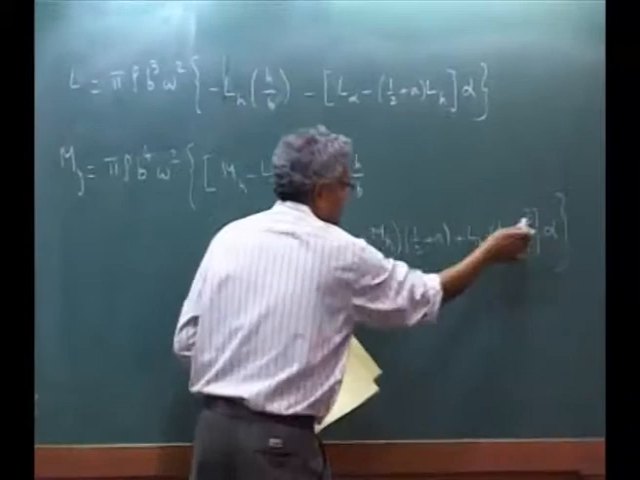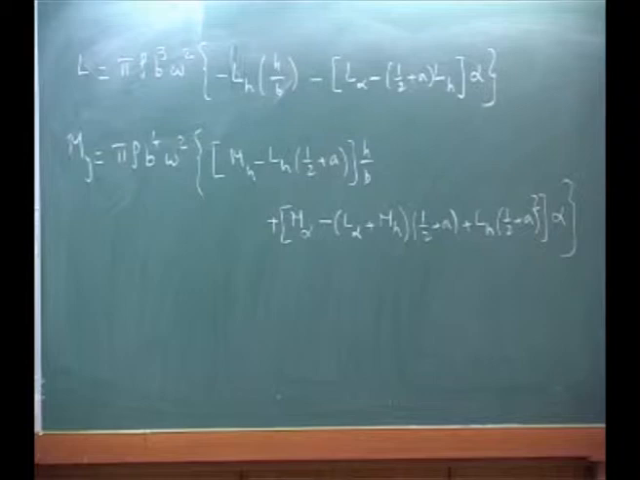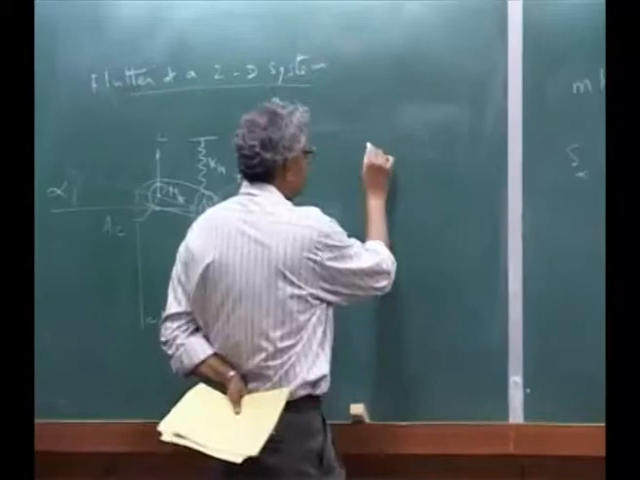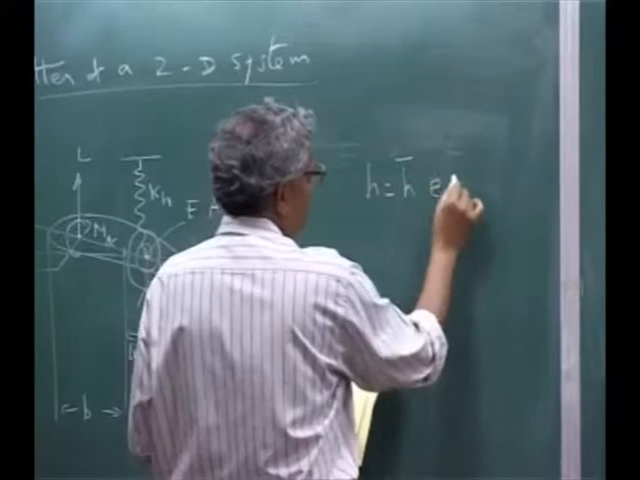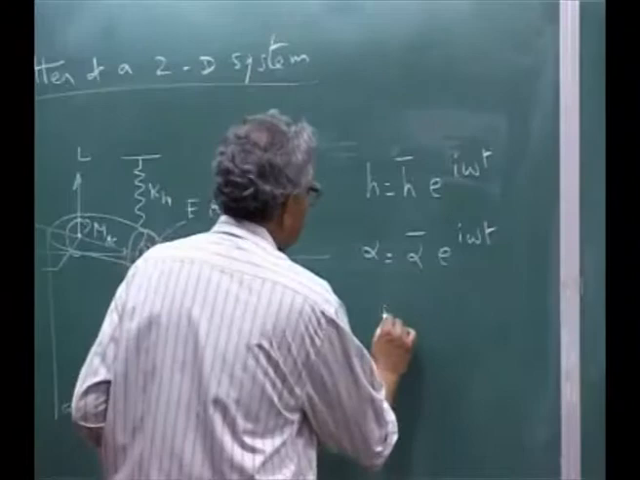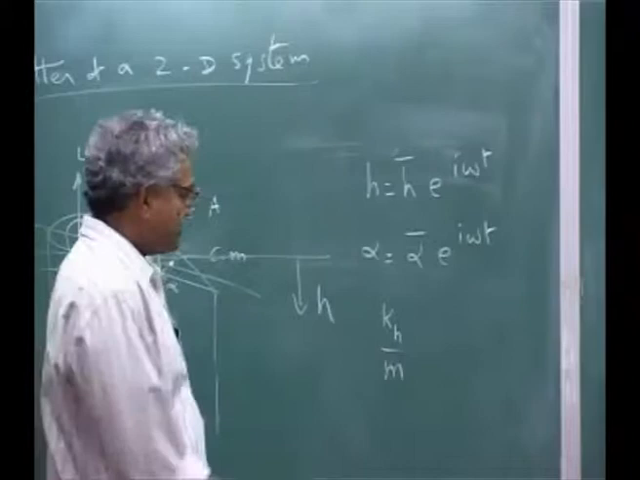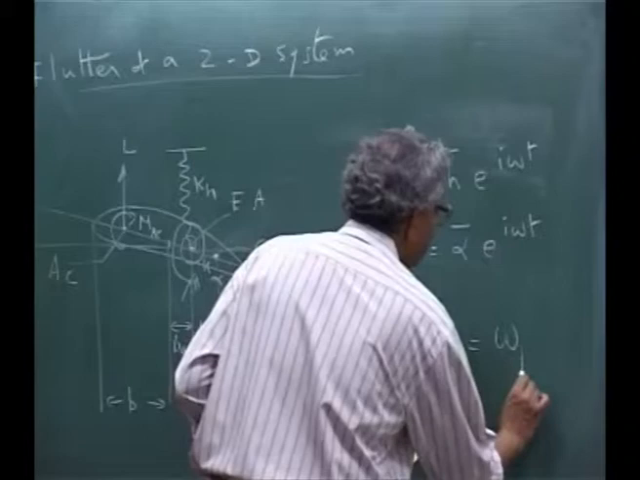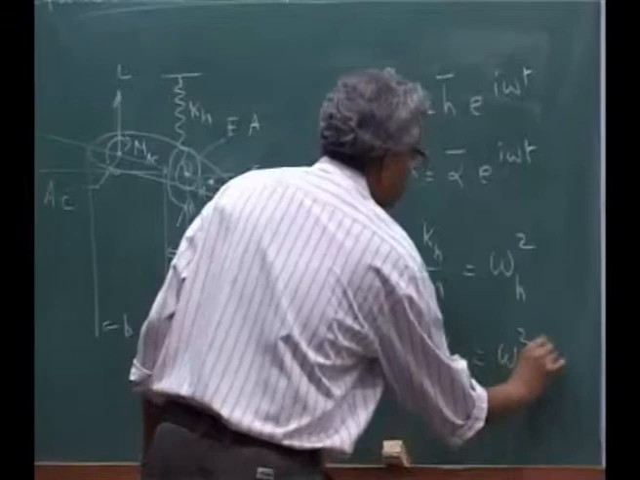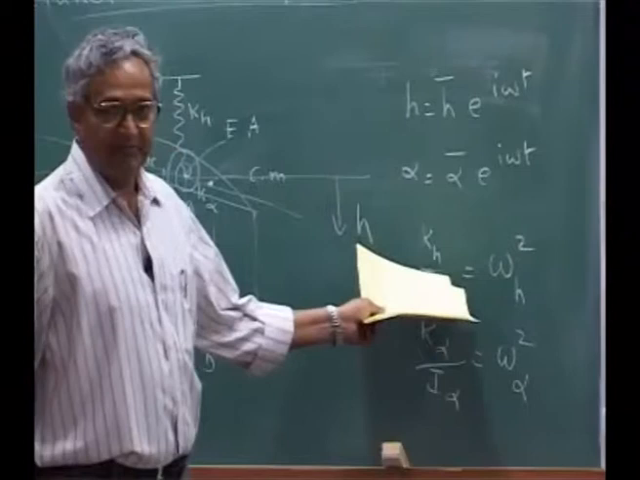Rest of them. Now here I go and first thing I do is I substitute. Because I said that my airfoil is oscillating in a harmonic, h is equal to h bar, alpha equals alpha bar. And then I can write this also, K_h over m, that is basically the mass of the aerofoil, this I am writing as omega_h square. And similarly K alpha over I alpha is omega_alpha square. Because this is, you may say, bending frequency. This is torsion frequency. Okay.